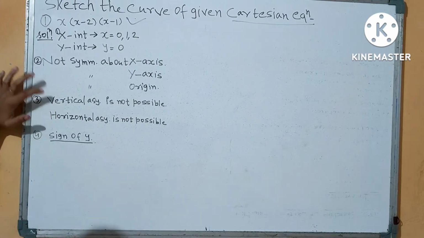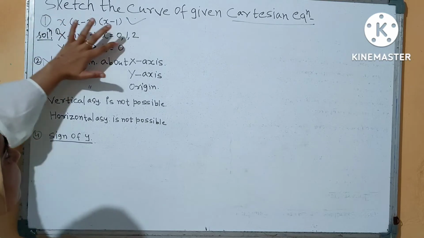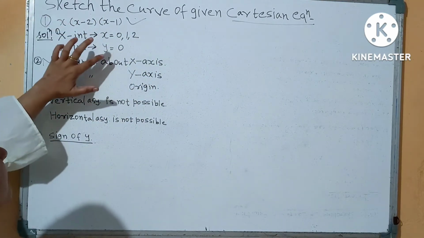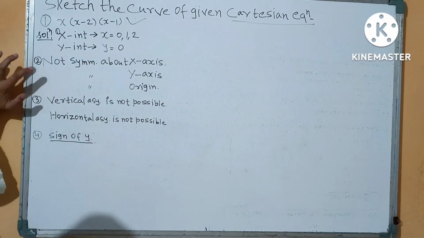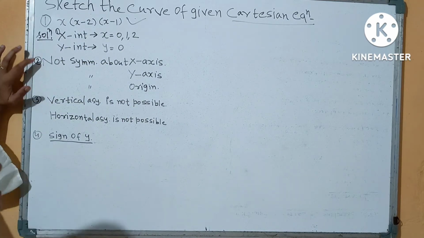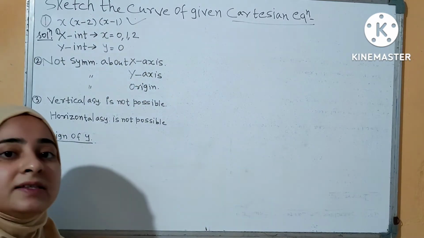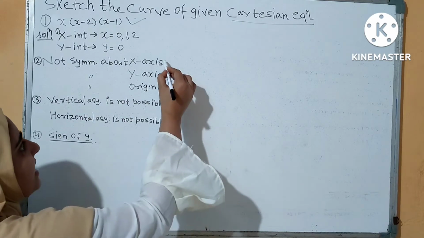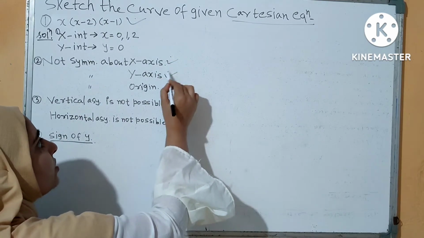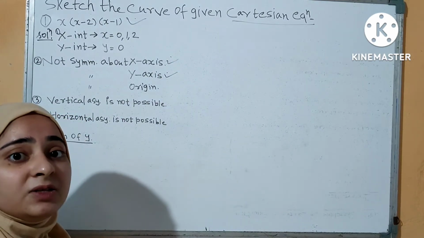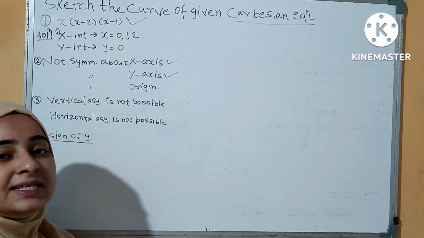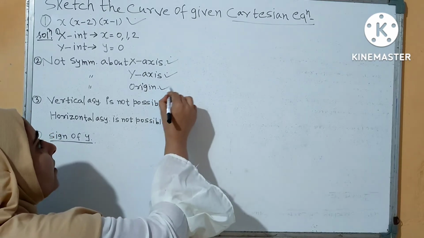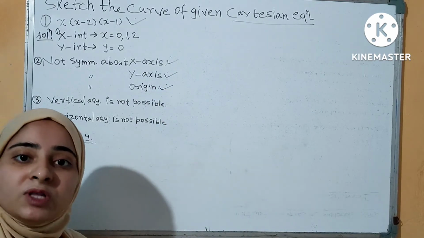From the last video, the x-intercepts are x = 0, 1, 2, and the y-intercept is y = 0. What about the symmetry? Is the given equation symmetric about any axis or not? It is not symmetric about the x-axis, and it is not symmetric about the y-axis. When it is not symmetric about the x and y axes, it is also not symmetric about the origin.